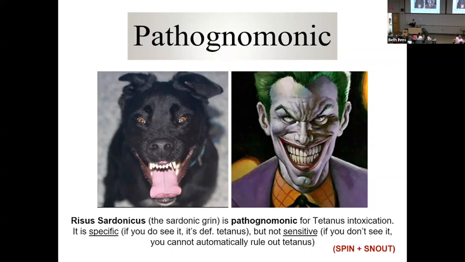Risus sardonicus. So it is very specific. If you see it, that's tetanus. But if you don't see it, I can't rule out tetanus. The dog might still have tetanus, they don't always look like this, but if the dog looks like this, it has tetanus, take it to the bank. Like Dr. Eden told me, this is tetanus for sure, I don't even have to test.